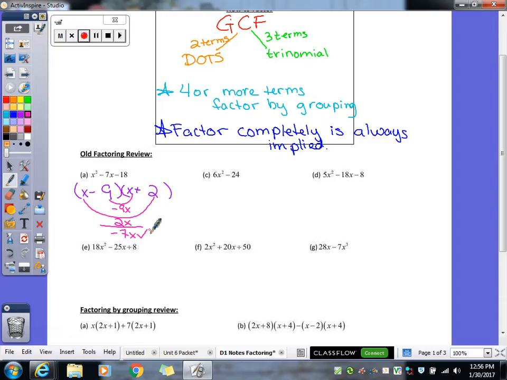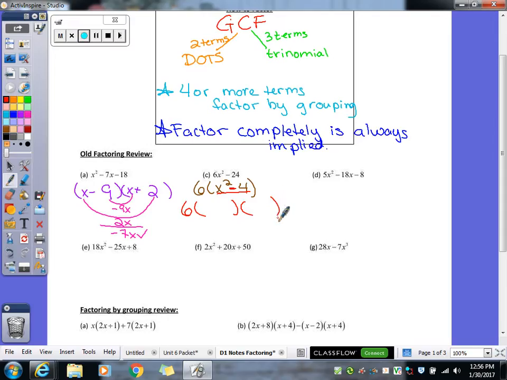All right, so letter C. Do we have a GCF? Yes. What is it? 6. So I pull out my 6. I'm left with x squared minus 4. Now, x squared minus 4, is that a difference of squares? Yes, because we got a subtraction, and x squared is a perfect square, and 4 is a perfect square.